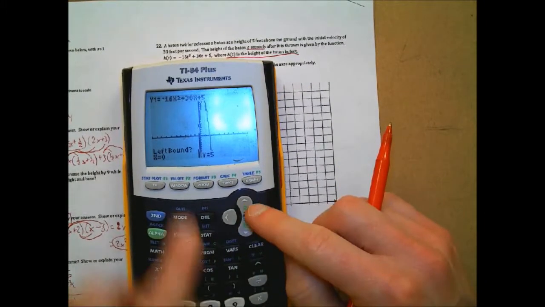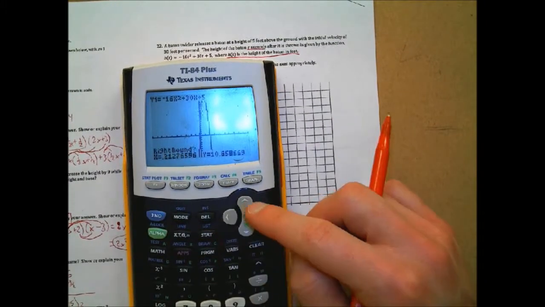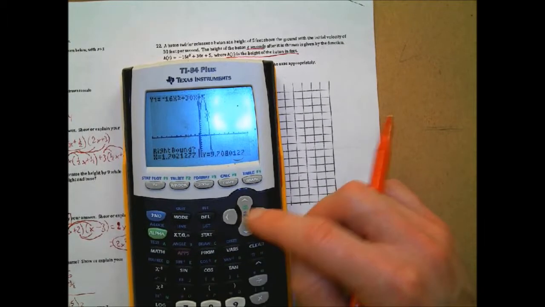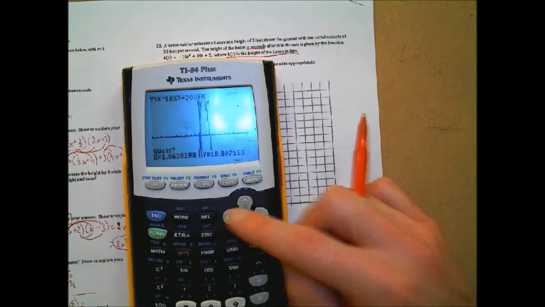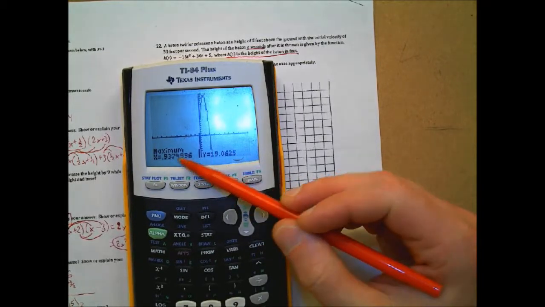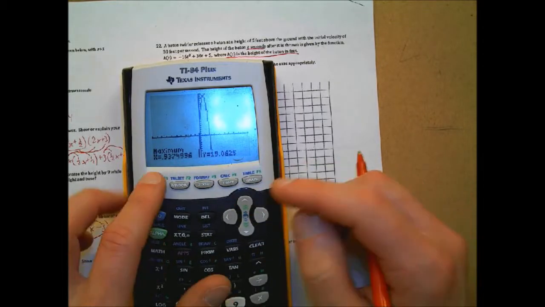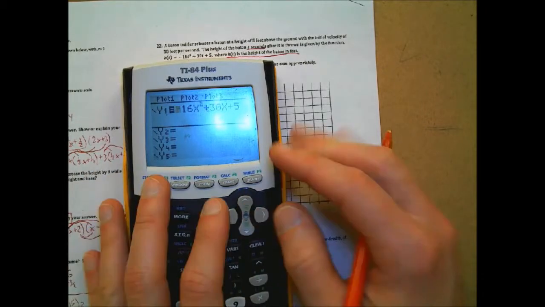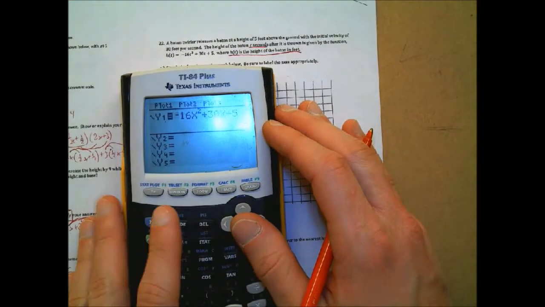Make sure you're to the left of your maximum. Hit enter. Make sure you're now to the right of it. Hit enter. Then go up towards the top. Hit enter. And, ooh, that is not a nice maximum. Let me make sure I type this in correctly here. Negative 16x squared plus 30x plus 5. Darn.